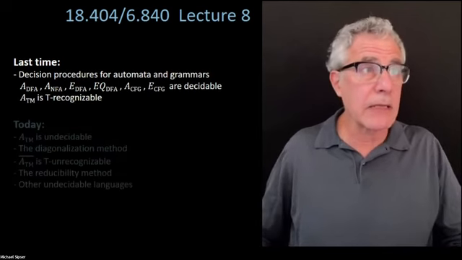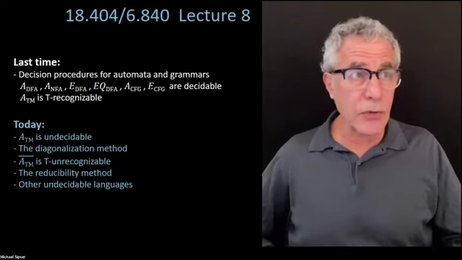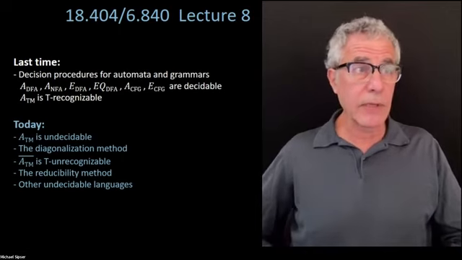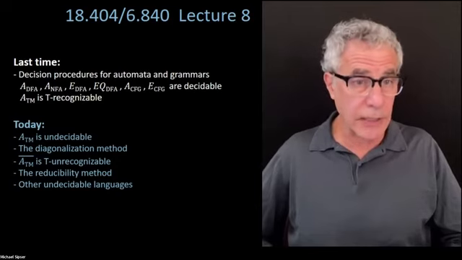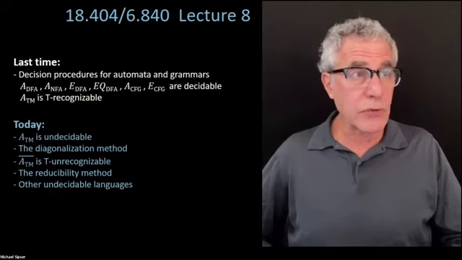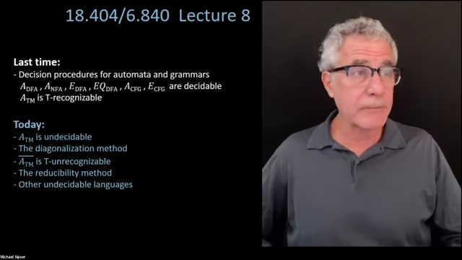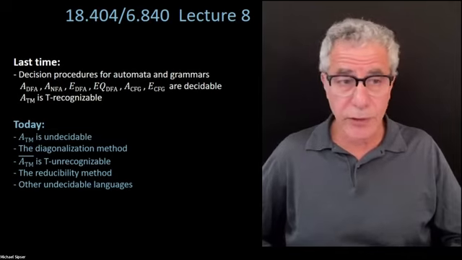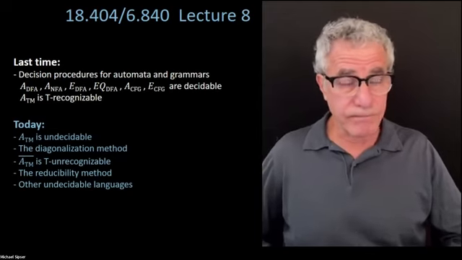Okay, so that is the plan. Proving ATM is undecidable, and we'll introduce the method for doing that called the diagonalization method. We'll also show the complement of ATM is Turing unrecognizable. Even though ATM itself is recognizable, the complement is not. And then we will introduce another method called the reducibility method for showing other problems are not decidable, and give one example of another problem which is not decidable, assuming we have time to get to it. If not, we will delay that part until next Tuesday's lecture.